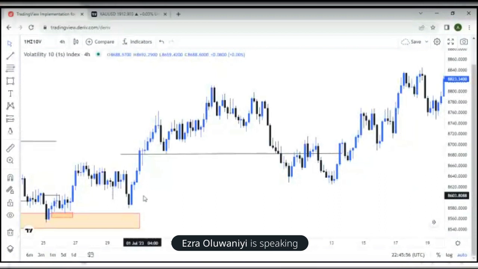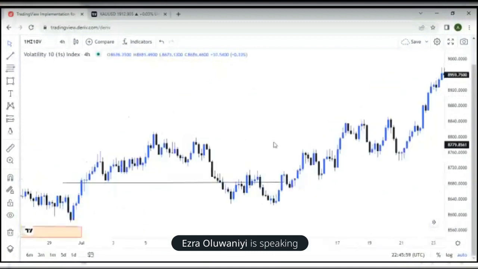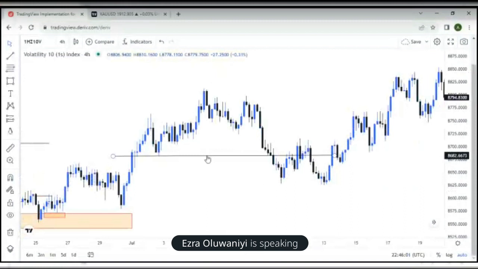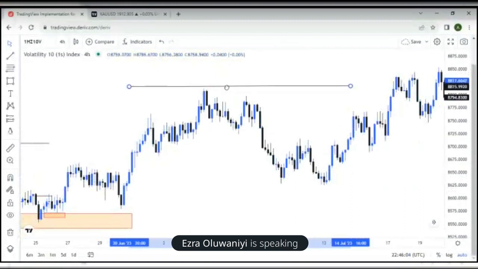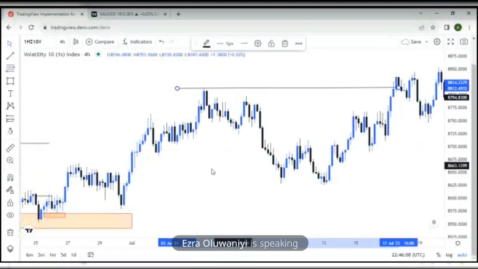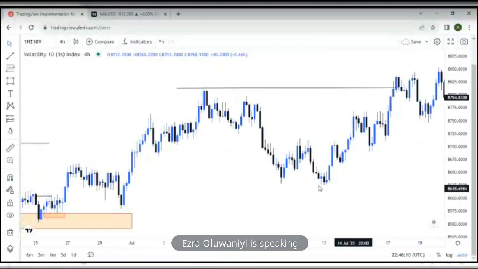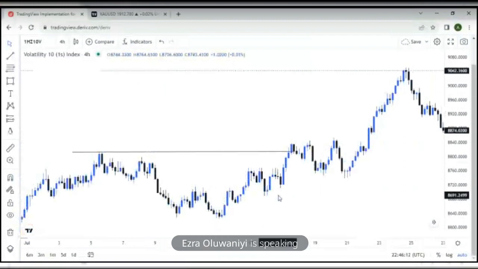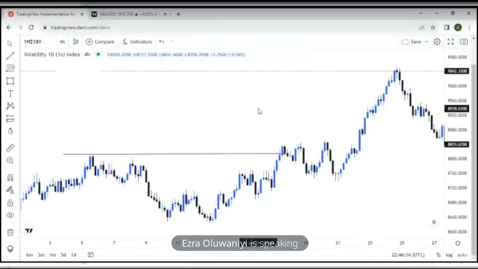In this case, price didn't give us the order block play, but remember this high is now valid. This is a valid high. All right, so price continues pushing to the upside. The next thing to do again is to wait for price to clear inducement.